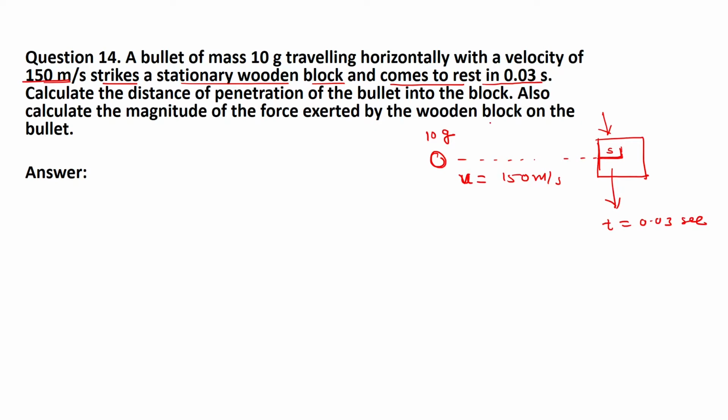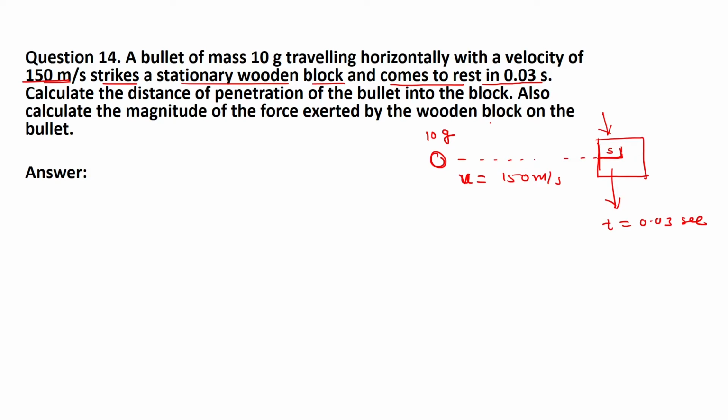Of course the force exerted by the wooden block will be in the opposite direction. So this bullet is moving in this direction, and the block will apply force on the bullet in this direction. The force applied by the wooden block must be negative. Let's see the answer to this question.